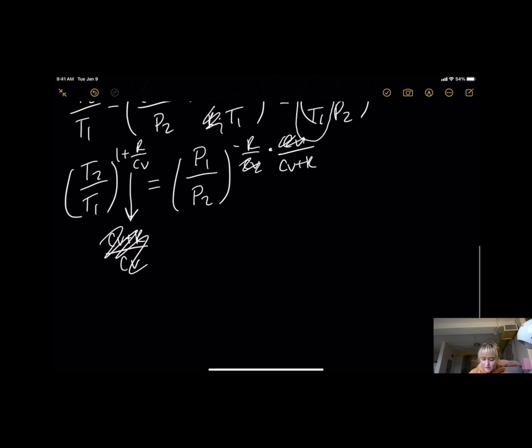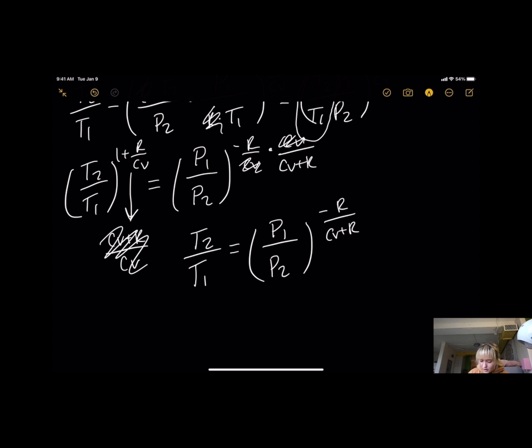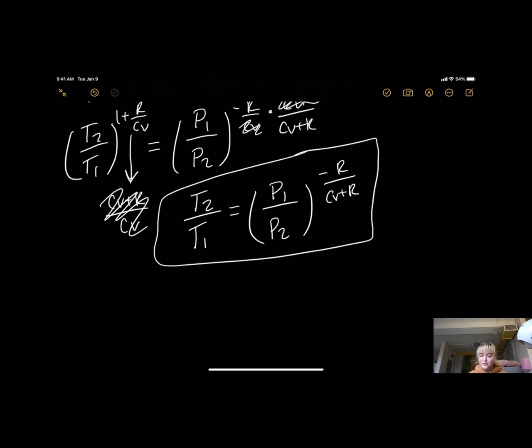And so finally, we can rewrite our equation as T2 over T1 is equal to P1 over P2 to the negative R over C_V plus R power. And that right there is our expression relating temperature and pressure for an ideal gas in an adiabatic process.